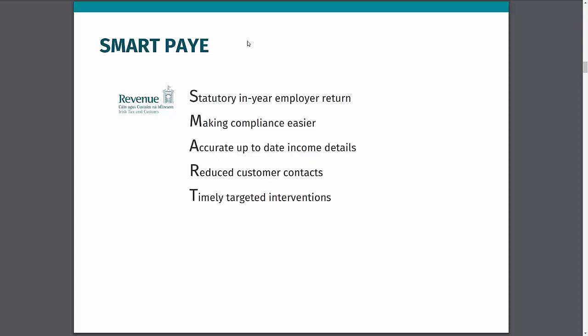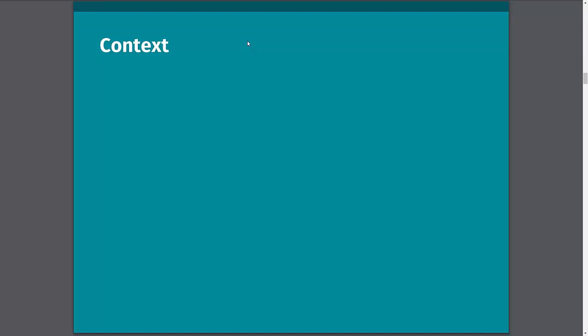In terms of Revenue and the benefits then for ourselves, we will now have a statutory in-year employer return. It will make compliance easier. We will now also be able to view accurate, up-to-date income details, as we would regularly have calls from employees where they're looking at their payslip and wondering how something has been calculated. And up until the system goes live, we won't be in a position to do that, because obviously we get the details in a year after the transaction has actually happened.